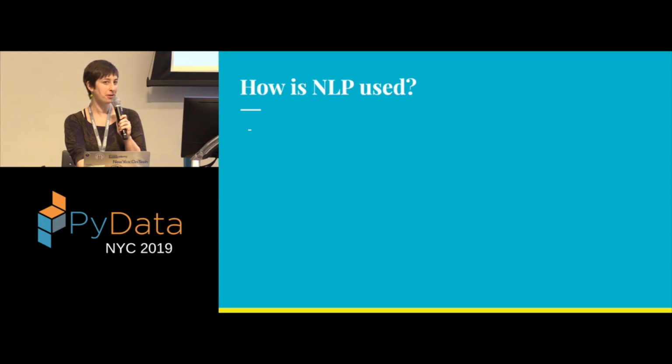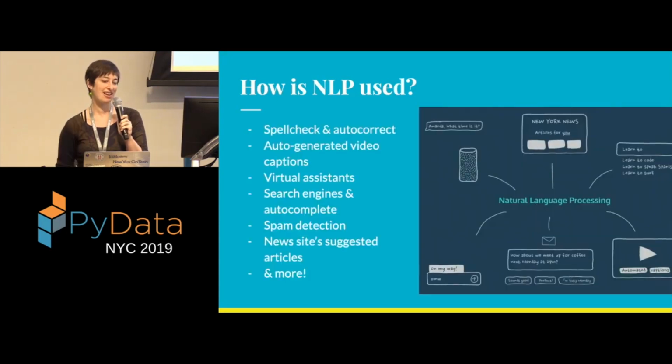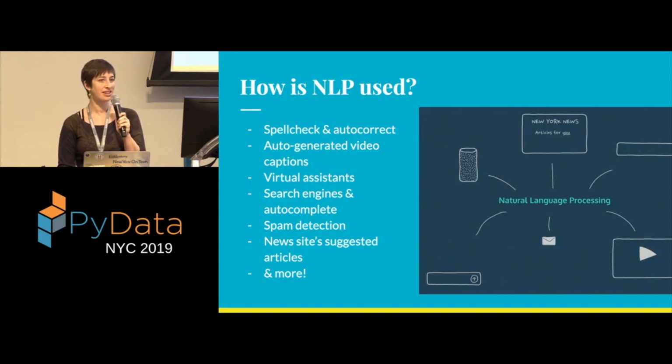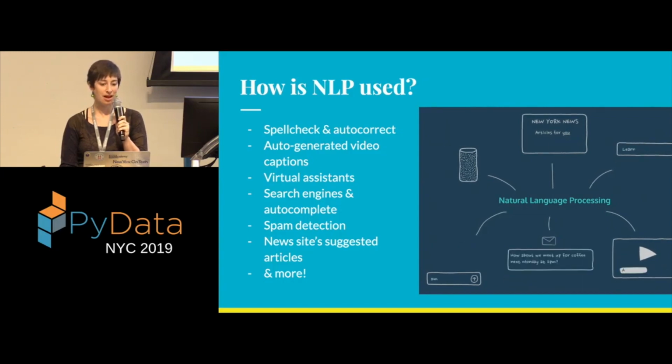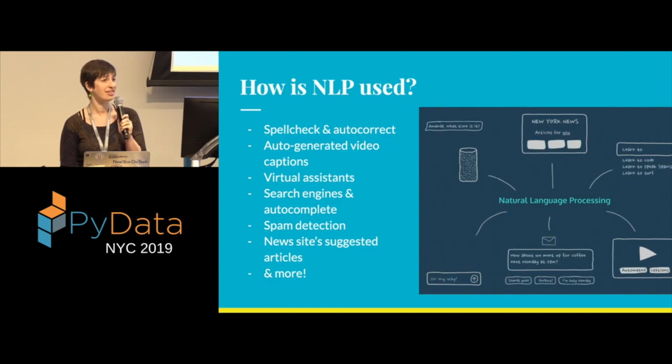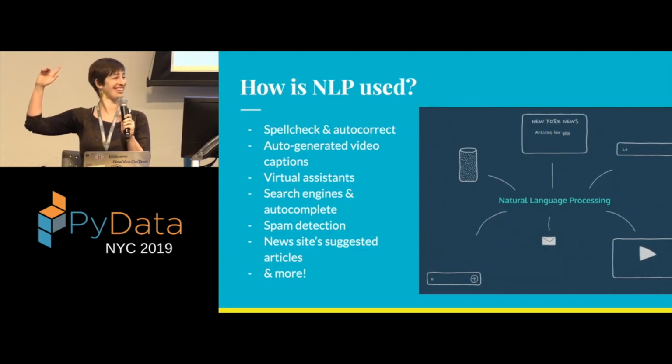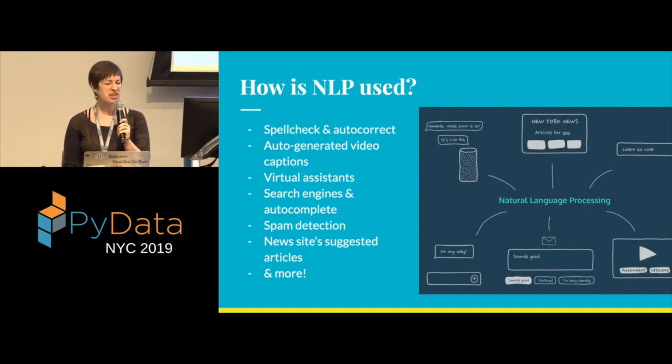All right, so I'm going to pull up some examples of NLP. I want you to see, did any of these come up for you? Show of hands. Who has used spell check or autocorrect today? It could be on your phone, or in a text document you're creating. Who's used auto-generated video captions at some point today, or seen them on YouTube? Who's used a virtual assistant, either Alexa or Google Home, today? Has anyone used a search engine?